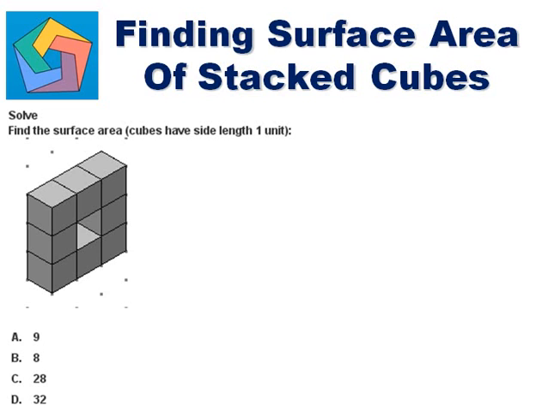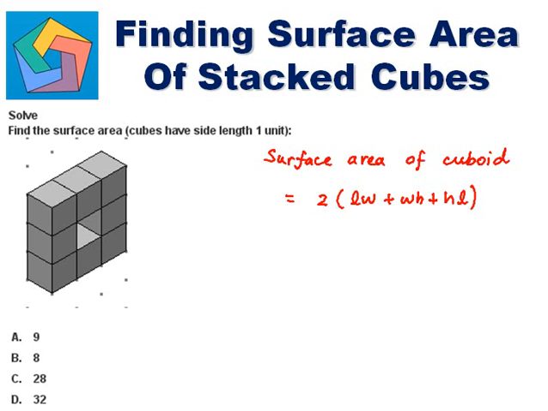Now, in order to find the surface area here, the formula for surface area of a cuboid is 2 times (LW + WH + HL), where L stands for length, W stands for width, and H stands for height. Since this has a hole, I am considering it as a cuboid here. Let us see what's the length, height, and width of this cuboid.